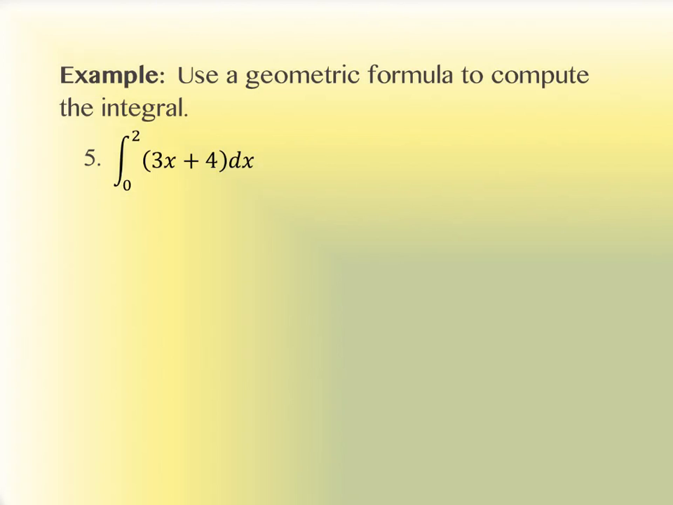This is an equation of 3x plus 4. What is that an equation of? It is a line with slope 3 and a y-intercept of 4. So we can start over here with a y-intercept of 4. So when x is equal to 0, because it says I'm supposed to go from 0 to 2, my y value is 4. When x is equal to 2, what's my y value?